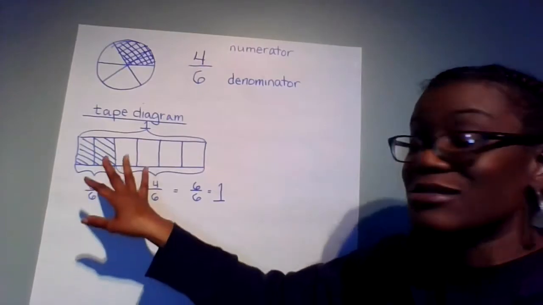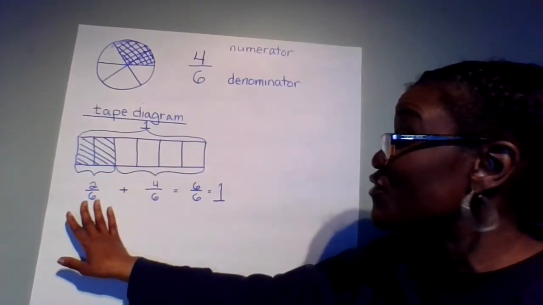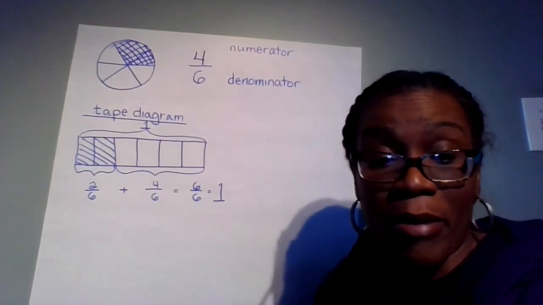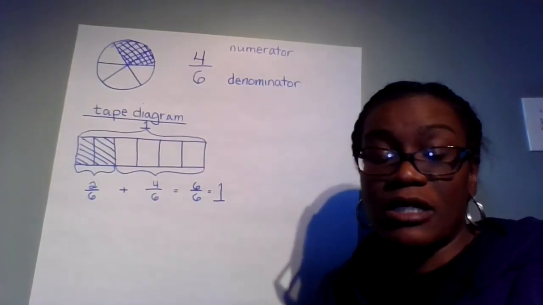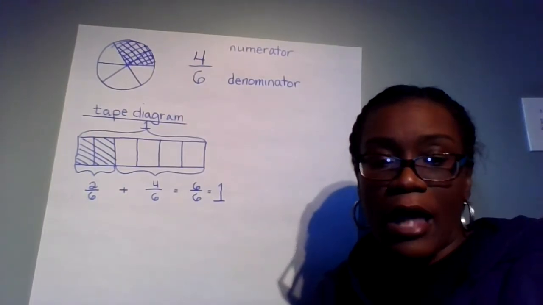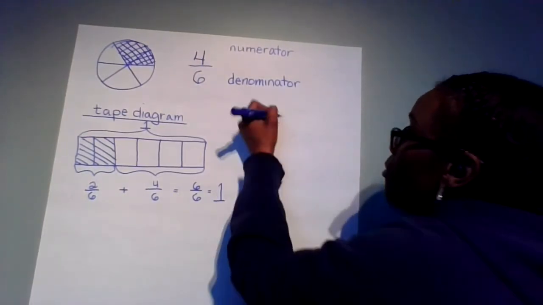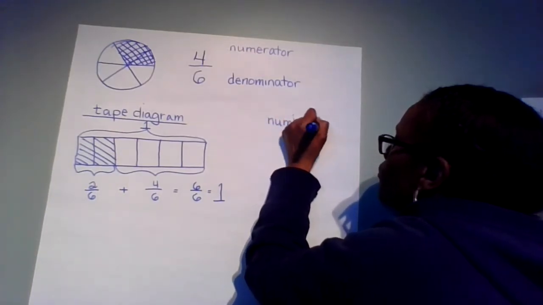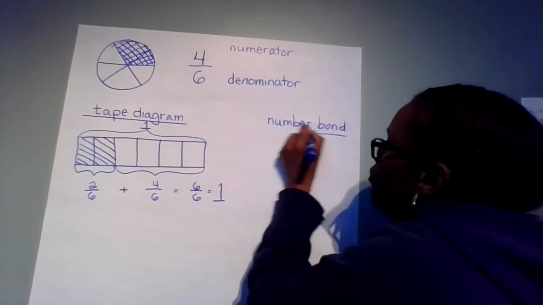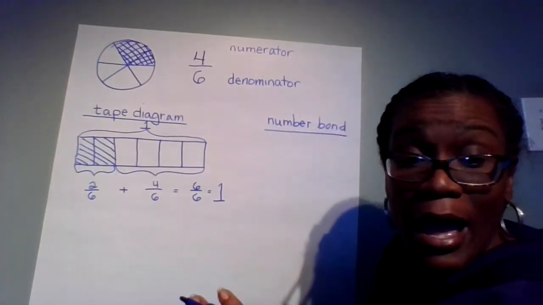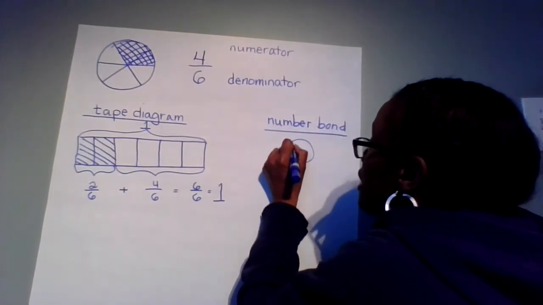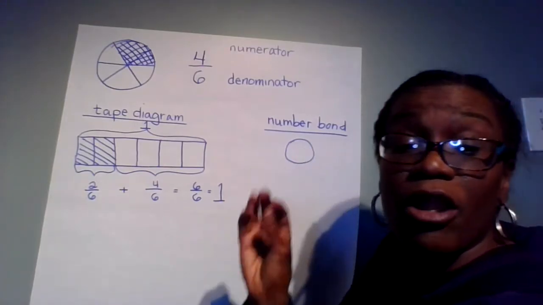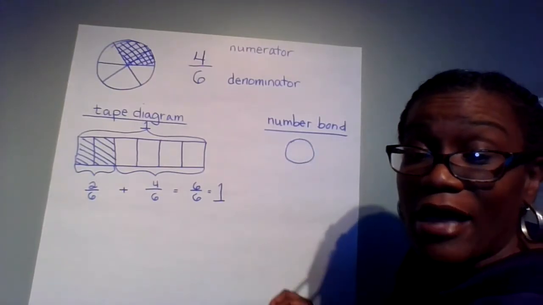So, scholars, this is a tape diagram of this fraction. Now I'm going to show it to you in what is called a number bond. And again, parents, you've seen number bonds before in your scholars' homework. And this is a number bond. So for our number bond, we take a circle at the top. And for that number bond, we're going to put the largest fraction inside.